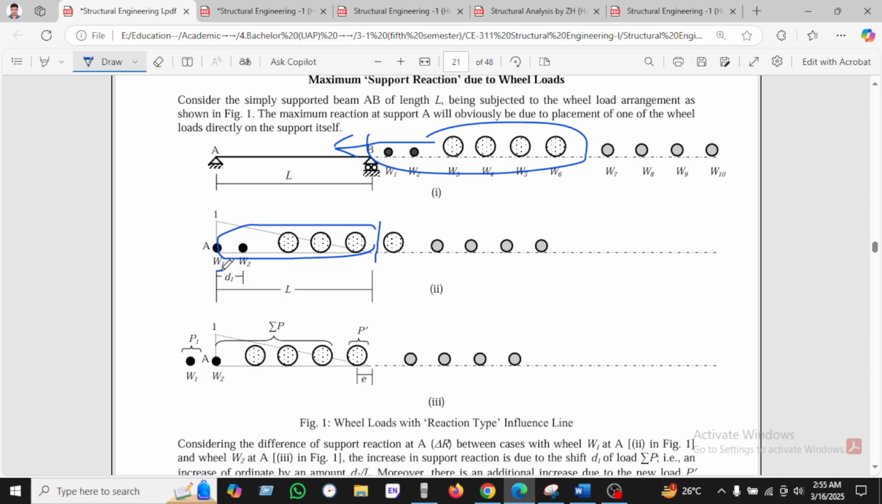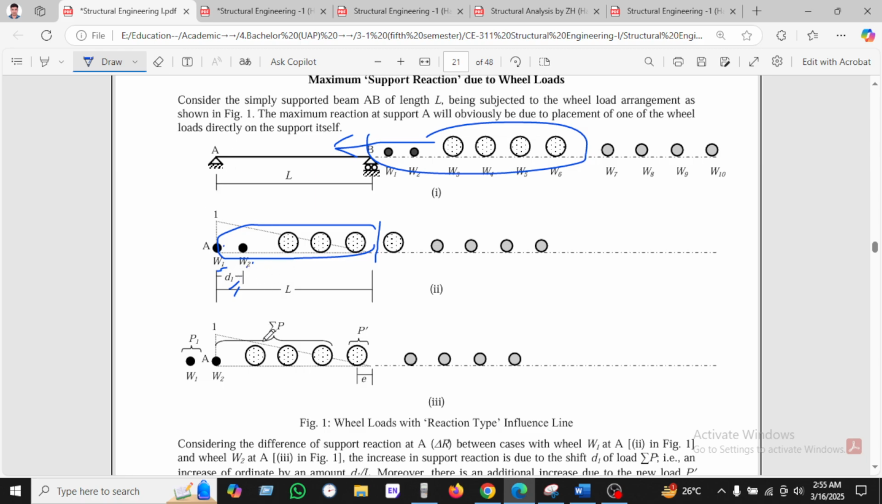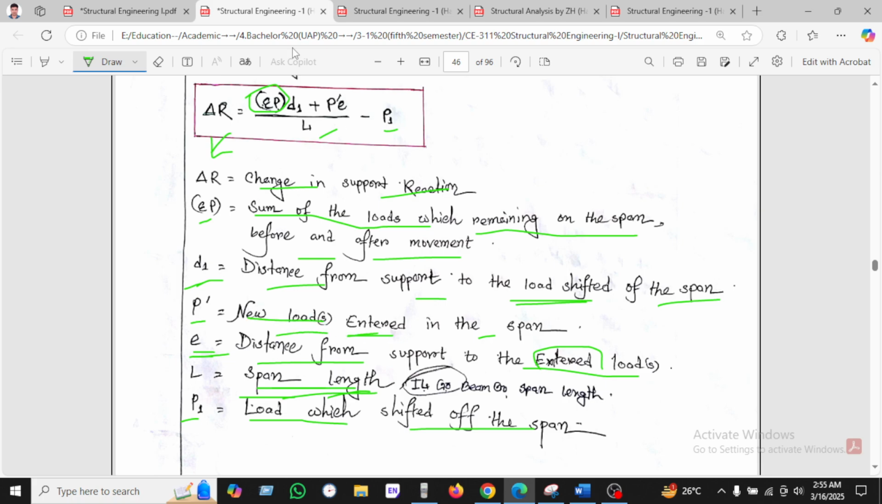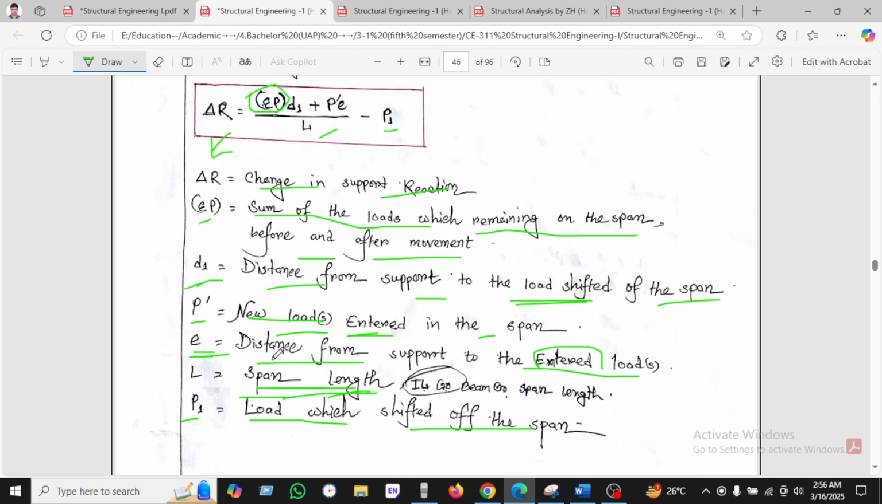We see here W1 and W2, and the distance D1 between W1 and W2. D1 is the distance from the support to a load, or the distance between two wheels. If one wheel goes upward, then we have P1, the load which has gone out of the span. The summation of all the loads staying on the bridge or on the beam is P. We see the summation of P here.